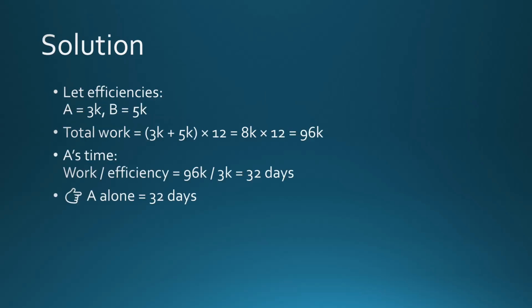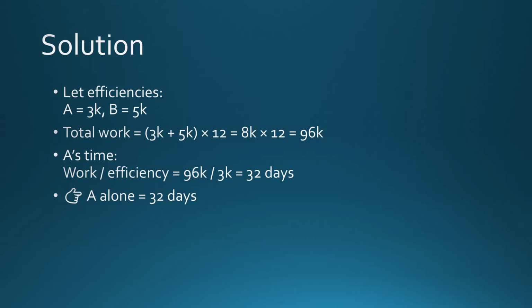So again we take the common multiplier, let's say K here. So what will be A's efficiency? 3K. And what will be B's efficiency? 5K. So total work will be how much? The sum of their efficiencies multiplied by the number of days. So 3K plus 5K, 8K into 12 equal to 96K. That will be the total work.